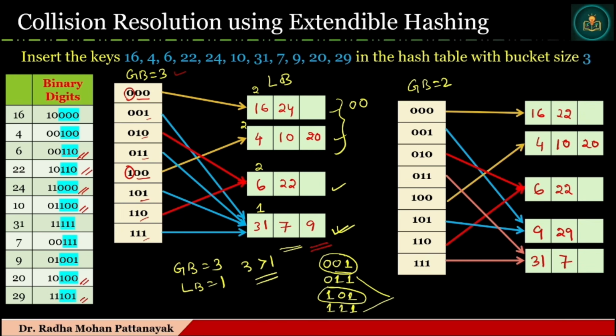So with this I have completed the problem where we discussed how to overcome the collision by splitting the local bucket and global bucket. Okay. In this lecture, I discussed the concept of the extendable hashing method to solve collisions in the hashing technique. So I hope everybody understood it. Thank you.